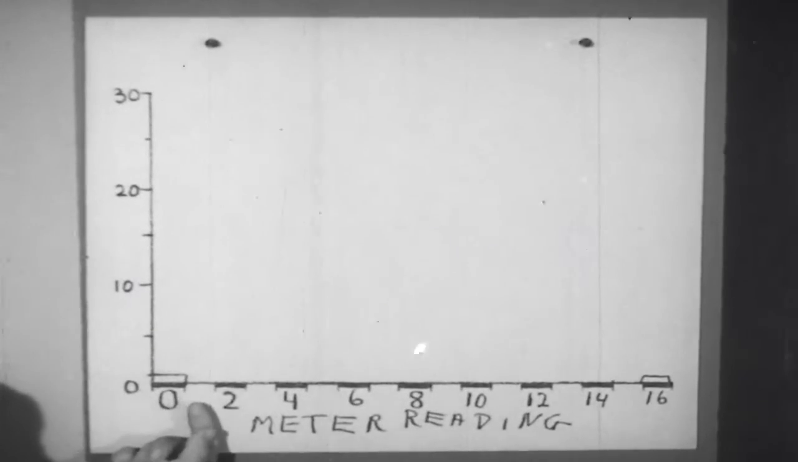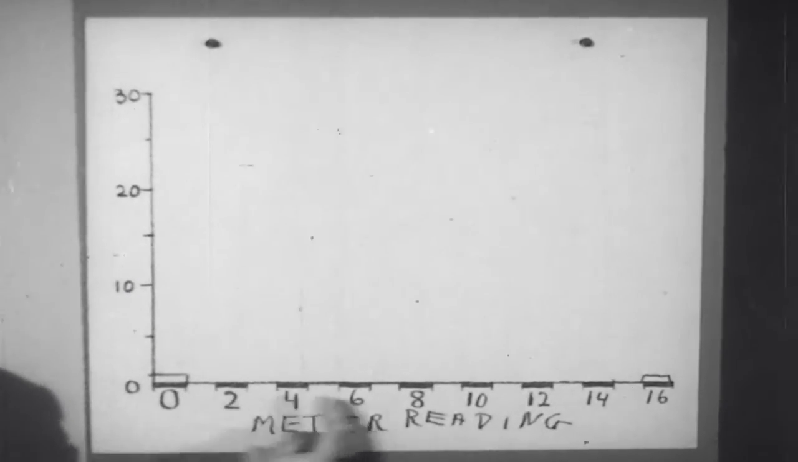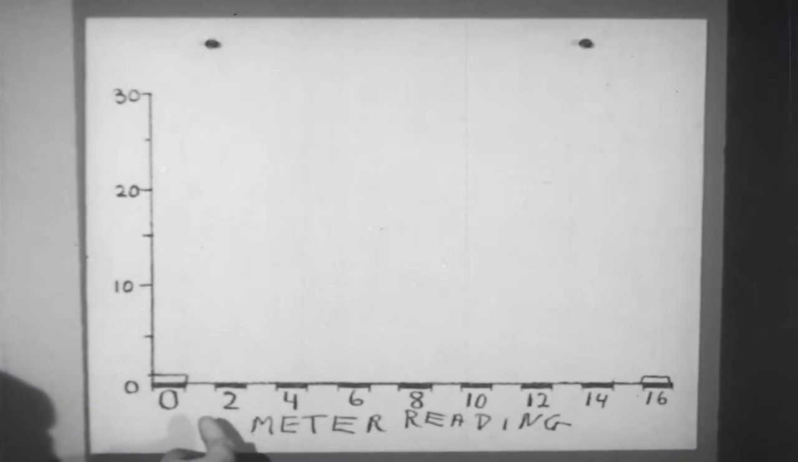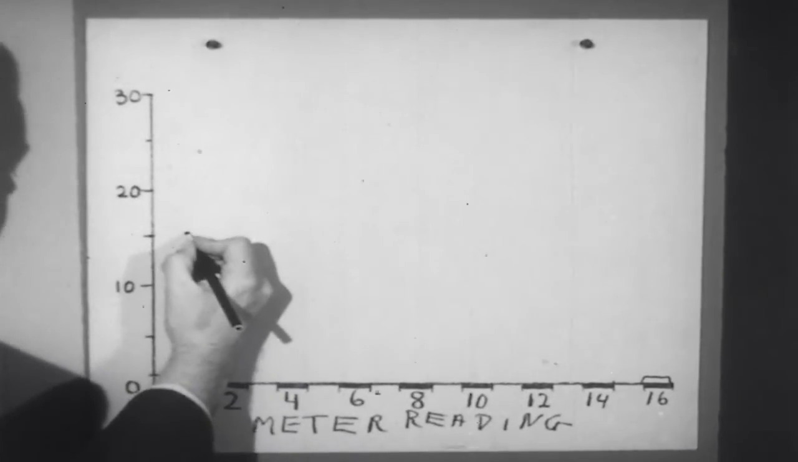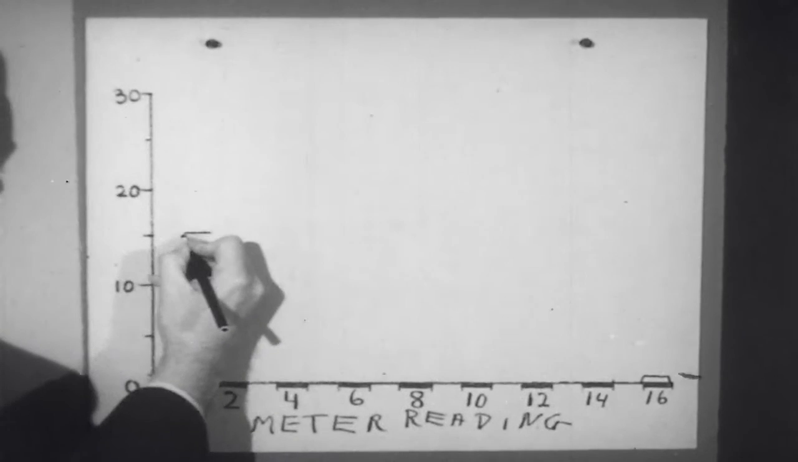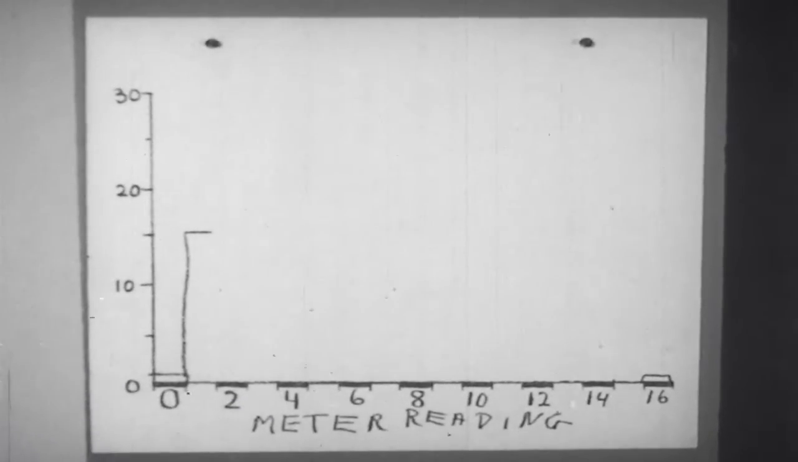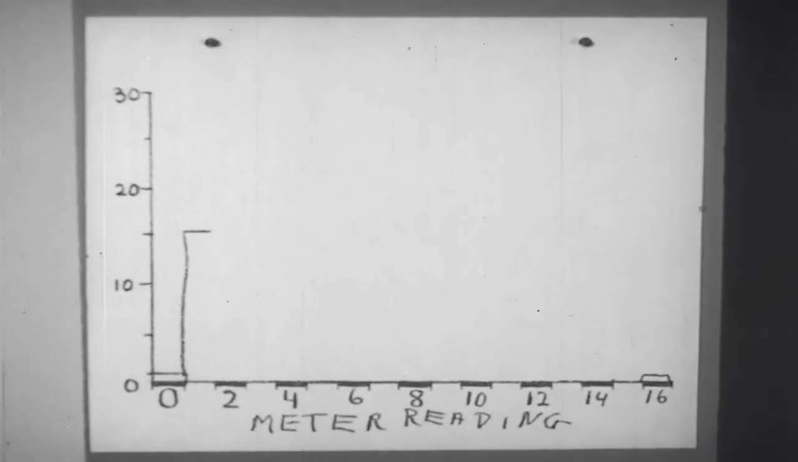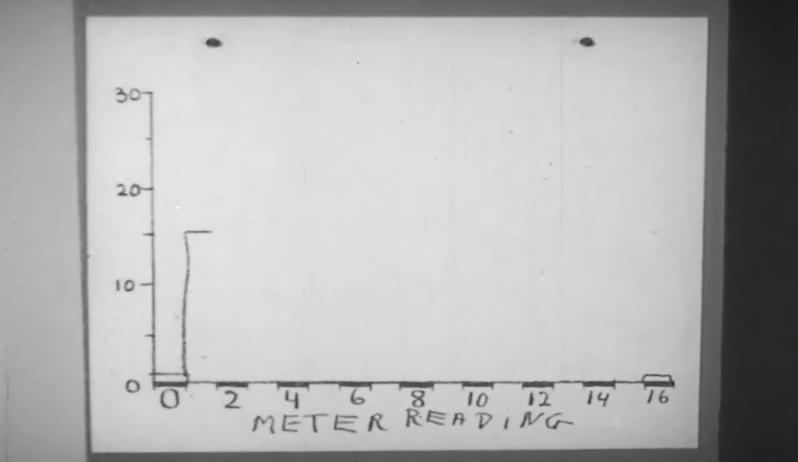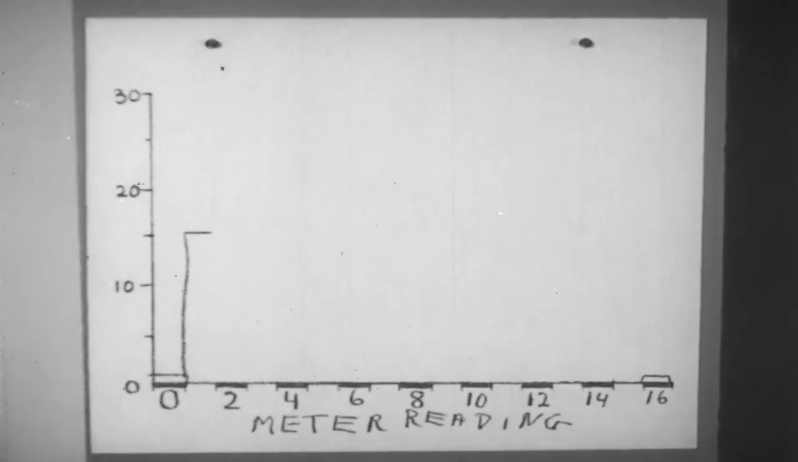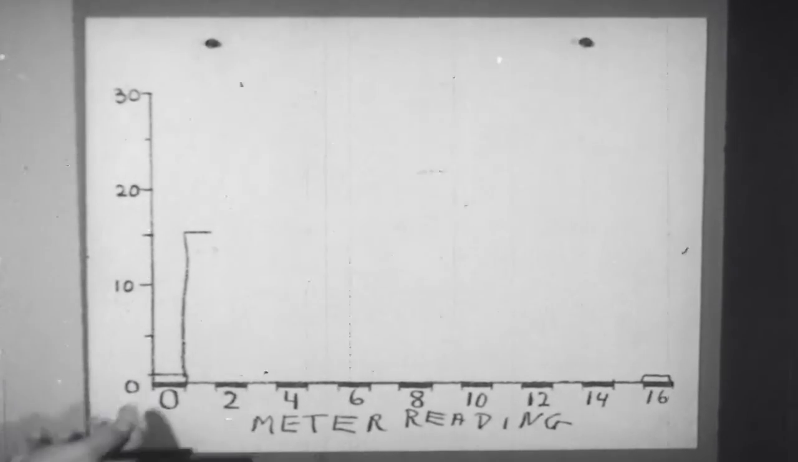There are 16 different ways of getting 1 white or 1 black. So these two meter readings are equally probable and 16 times more probable than this. You may be able to go on now and calculate how many different ways there are of getting 2 white or 2 black. There are 120 different ways.